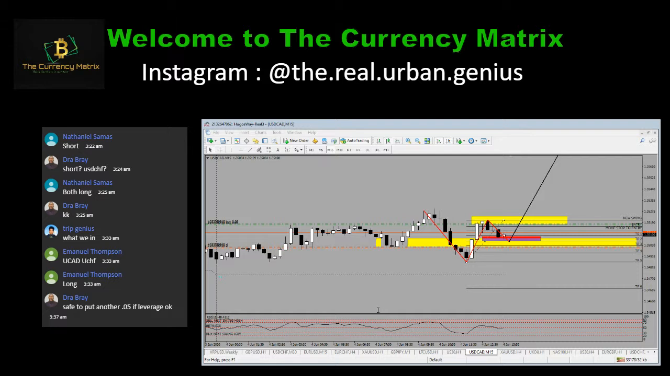On which pair, Dre? Trip, USD CAD and USD CHF, both long. Both long, yeah. USD CHF long and USD CAD long. Right now I'm looking at USD CAD. So both of them can be taken, USD CAD and USD CHF. I would say yeah, Dre, because I know your account's over a couple $100, so yeah, it wouldn't hurt to drop a nickel on that.